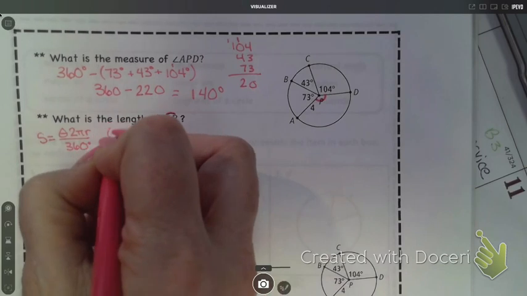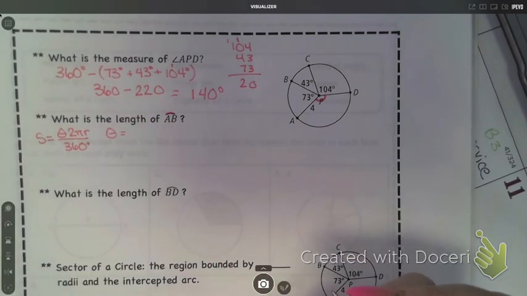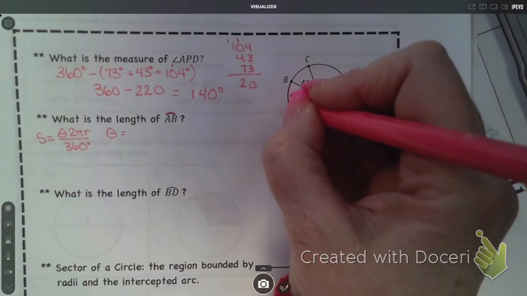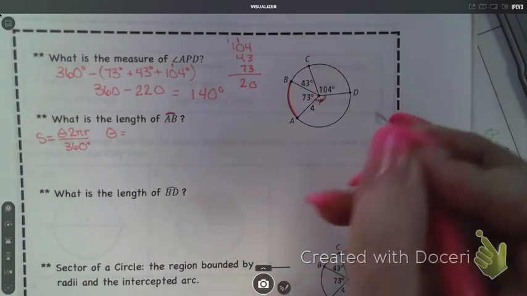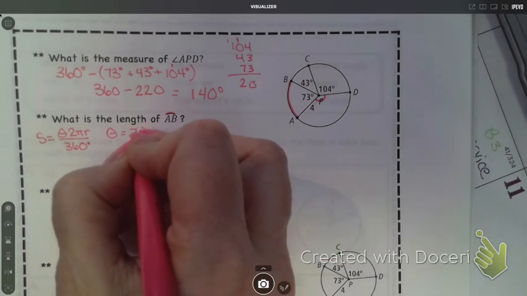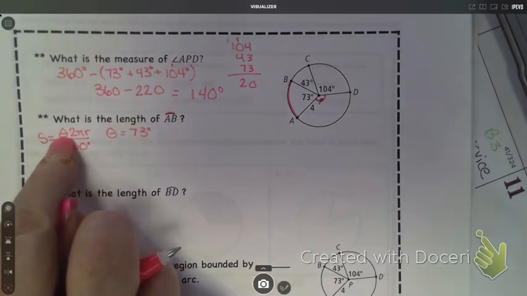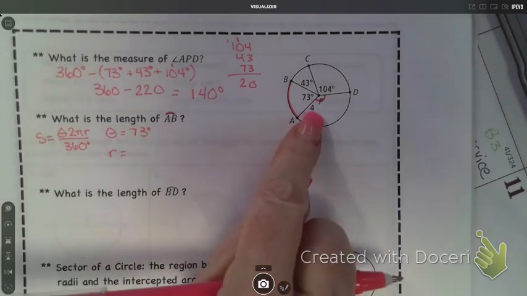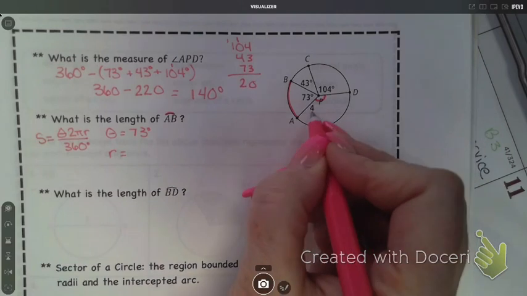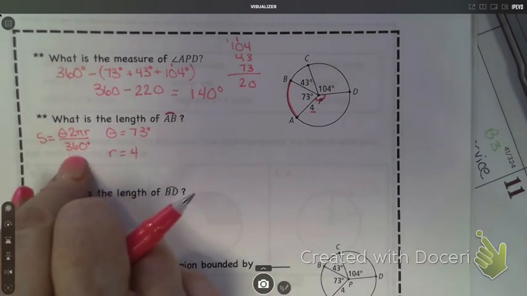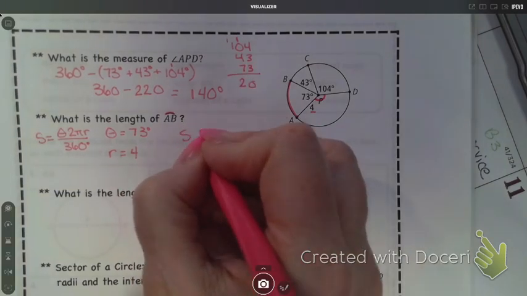So what's theta going to be? AB is right here, yes? I want this arc length right here. So what's the angle? 73. I'm listing parts. I need to know the radius. What's the radius? The radius is 4. And do I need anything else? No. So now let's fill it into our formula.